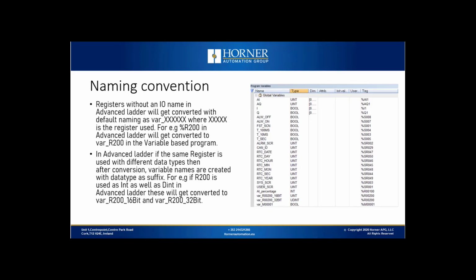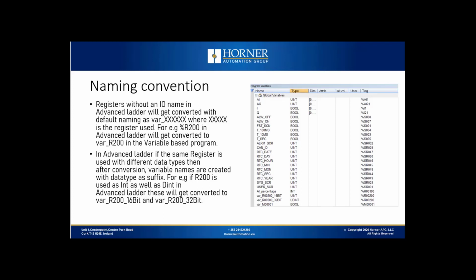Registers without an IO name in Advanced Ladder will get converted with default naming as var_xxxx, where xxxx is the register used. For example, %R200 in Advanced Ladder will get converted to var_R200 in the variable-based program.